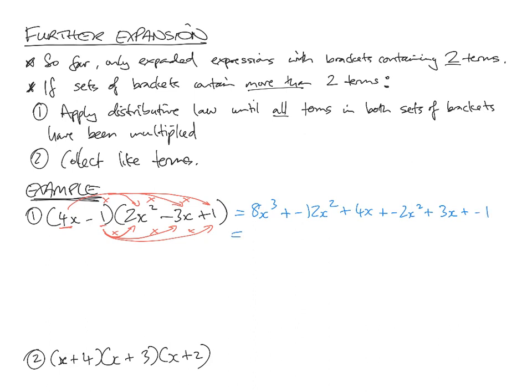Okay, so now we have to deal with the plus and minuses that are next to each other. So that becomes a minus, that becomes a minus, that becomes a minus. So you've got 8x cubed, negative 12x squared, and negative 2x squared is going to be negative 14x squared. Positive 4x plus 3x is positive 7x. And we've only got the one constant, which is negative 1. Alright.